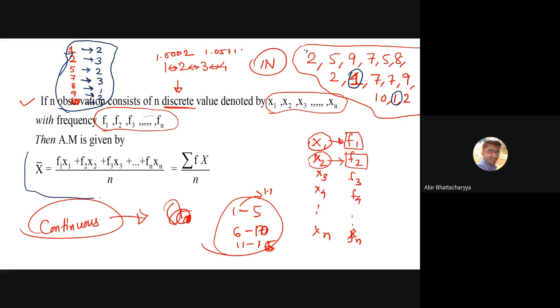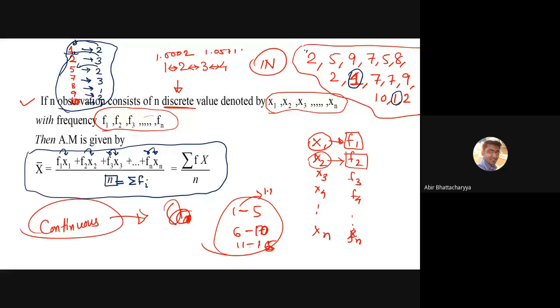This is the formula. We have to multiply by the frequency. That means f1 times x1, f2 times x2. Like here, we will multiply 2 times 1 plus 3 times 2 plus 2 times 5, like that. So we multiply each frequency with its element, and we divide by the total number of data. The total number of data is always equal to the summation of fi.